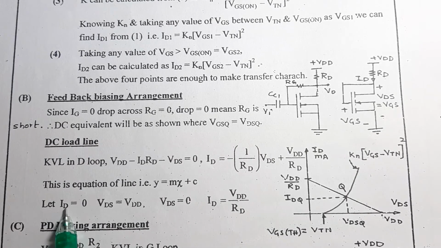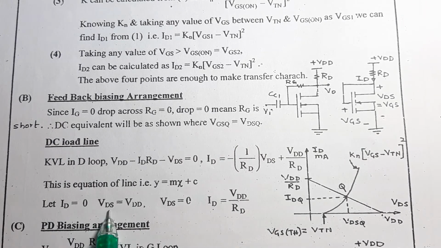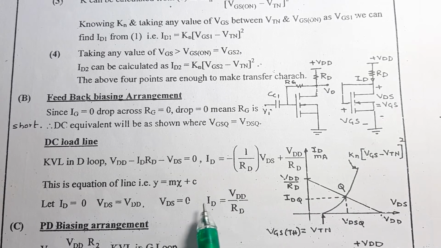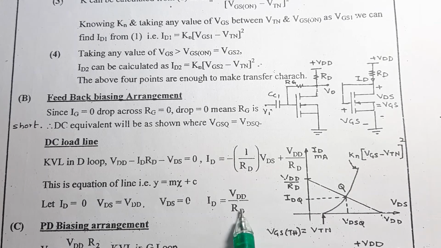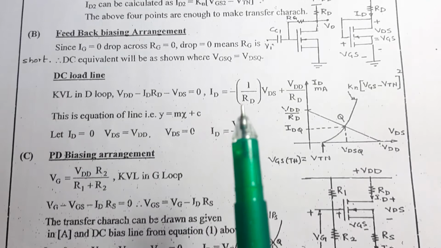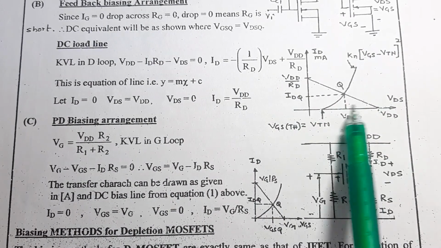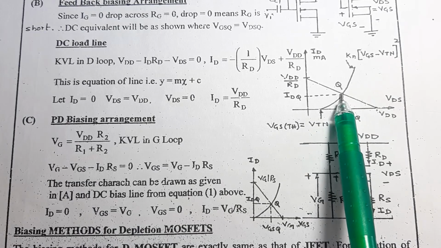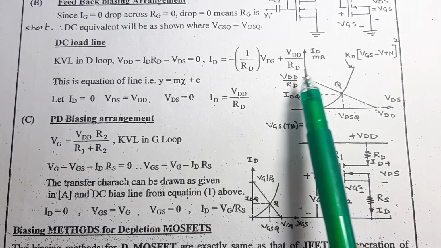Similarly, I'll make ID equal to 0, you get VDS, the x coordinate, which equals VDD. And when VDS equals 0, ID equals VDD by RD over here. So this is the graph for the output characteristic with a Q point on the DC load line over here.